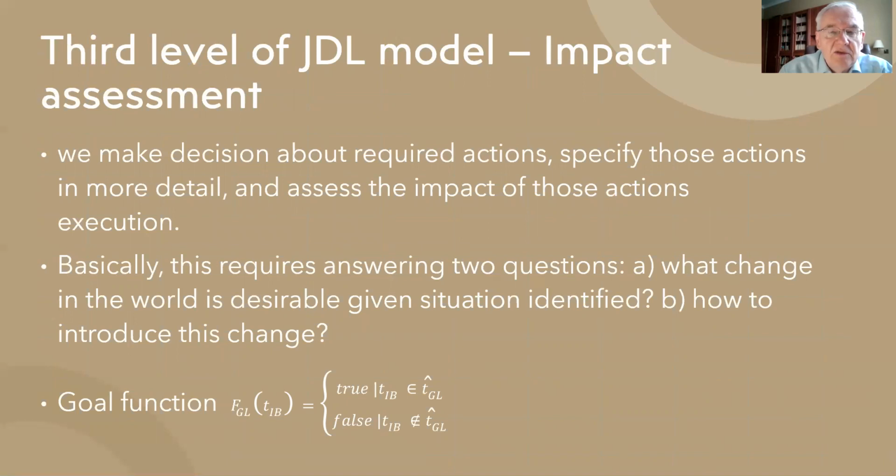On the next level of the GDL model, which we call impact assessment, we make decisions about required actions. We specify those actions in more detail and assess their impact. Basically, this requires answering two questions: what change in the world is desirable given the situation identified, and how to introduce this change? At this stage we can also use goal functions, which verify whether specific states of the world, of the problem area, correspond to the goal.